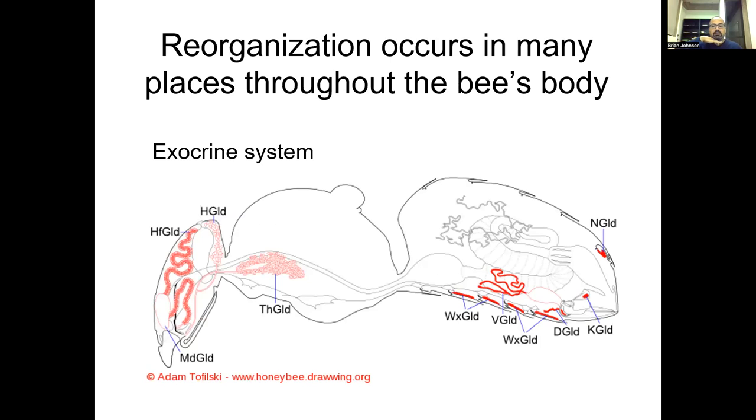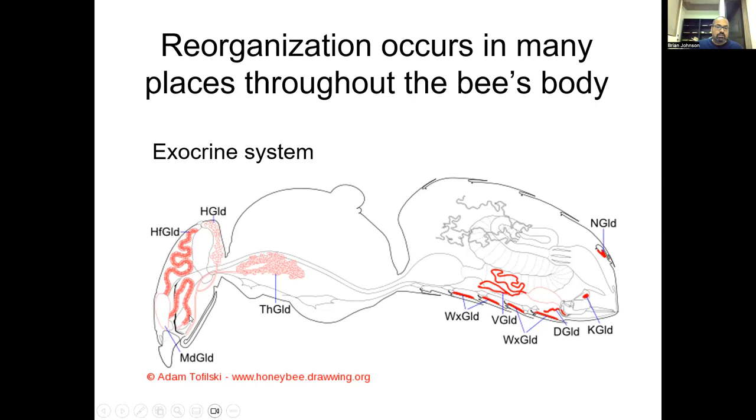So something that's important to keep in mind that I've been reinforcing and referencing is that it's not just a behavioral phenomenon, it's very much a physiological phenomenon. Every time the bees are changing caste, they're optimizing their whole body for their new role. For social insects, the endocrine, the glandular system is quite important. This happens in all the tissues, but it's really pronounced in the glands.